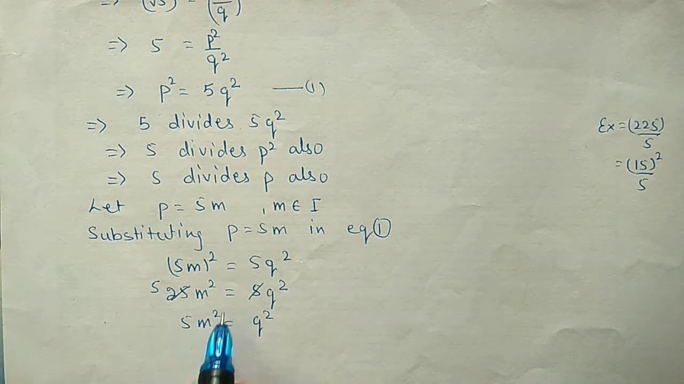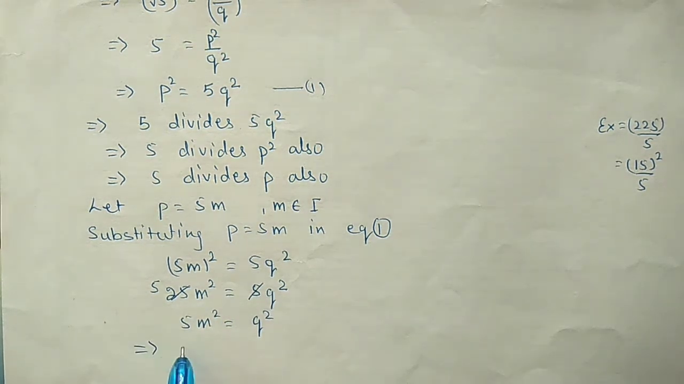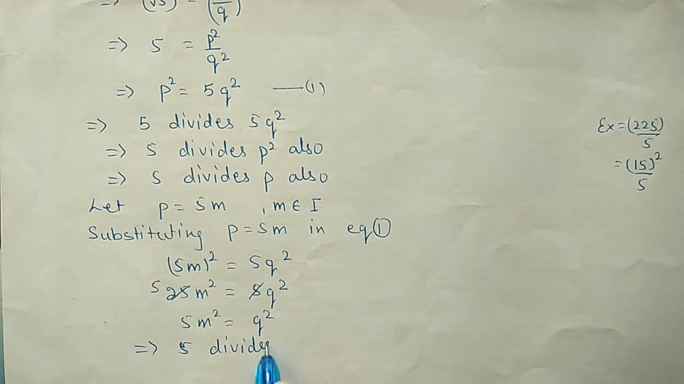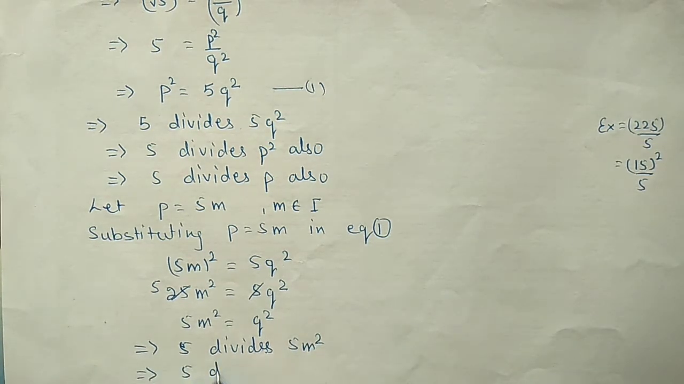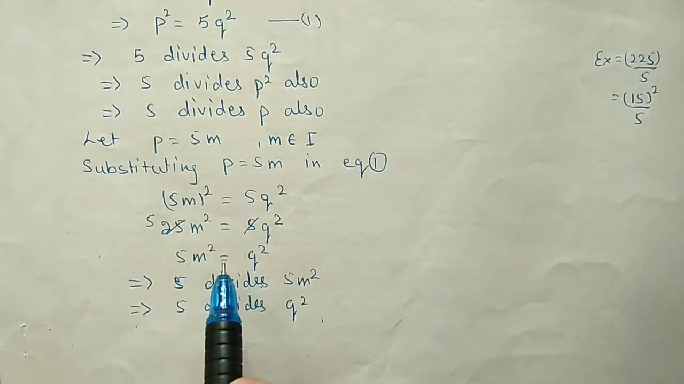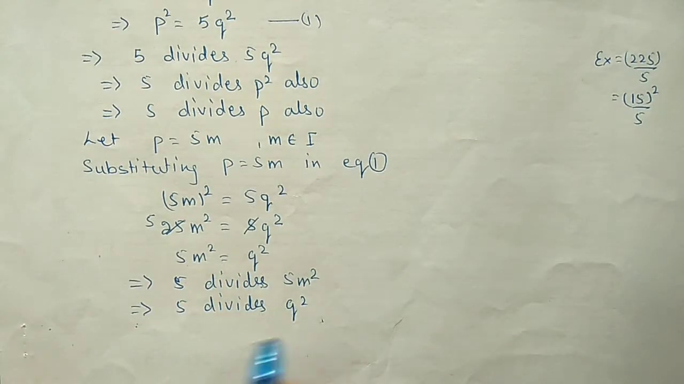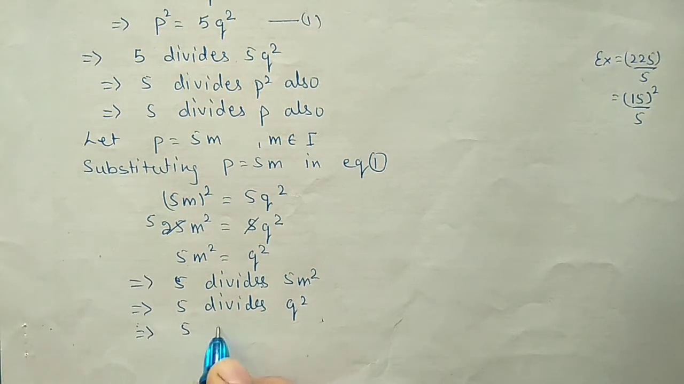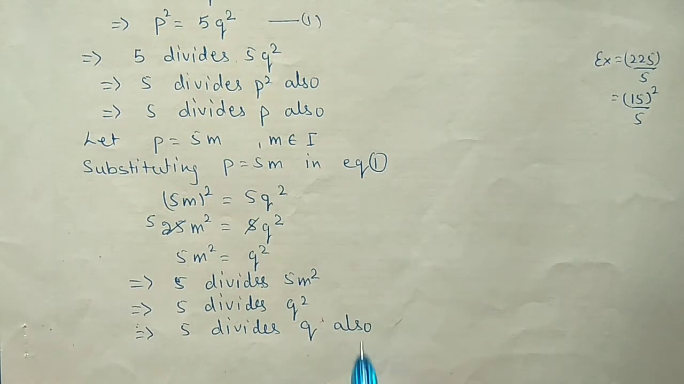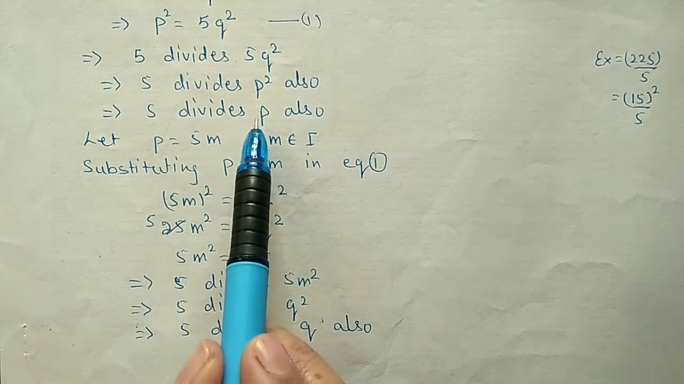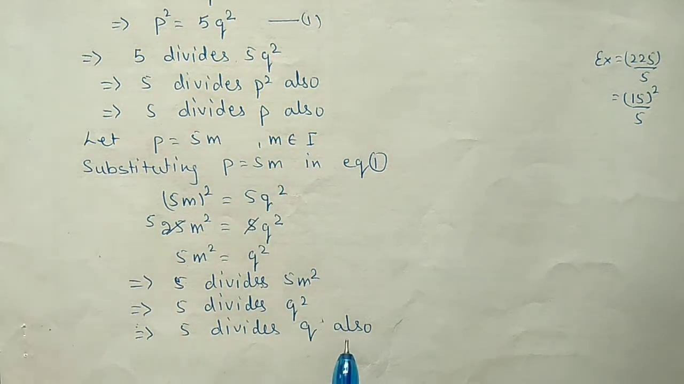It means this is divisible by 5. So we can write 5 divides 5m square, or we can say 5 divides q square also, because 5m square is equal to q square. So if 5 is dividing this side, 5 will divide the other side also. Or we can write 5 divides q also. So one statement we got here: 5 divides p also, 5 divides q also.